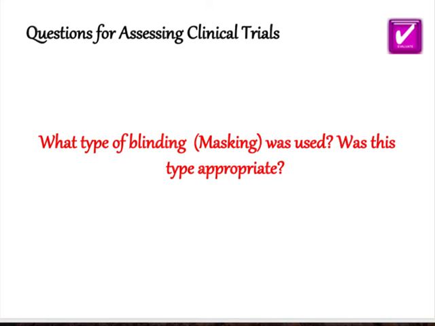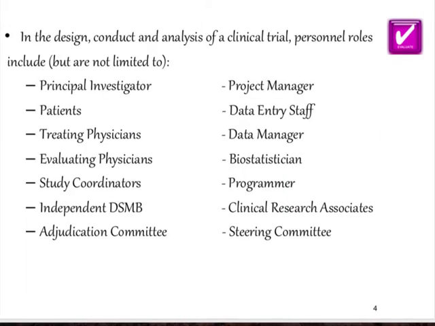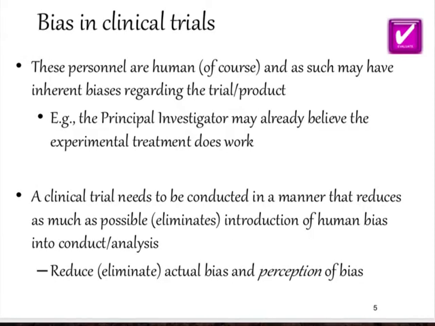Now we want to answer this question: what type of blinding was used, and was this type appropriate or not? When you conduct any clinical trial, these are the persons that are involved in the trial, along with the patients: the principal investigators, the treating physician, evaluating physician, study coordinators, independent DSMB, data safety monitoring board, and so on. A lot of people are in the trial.